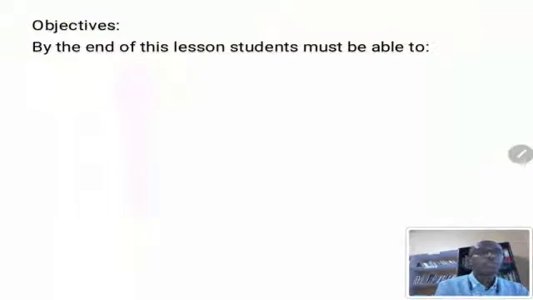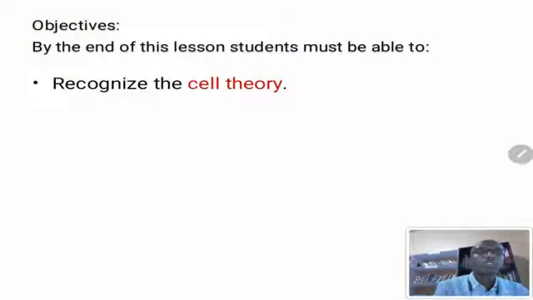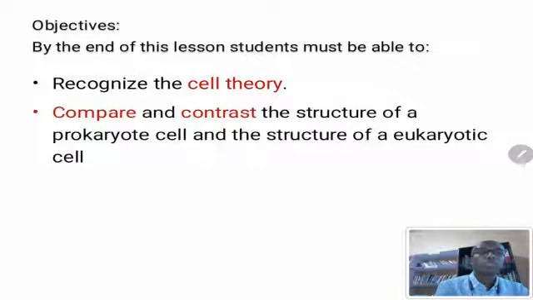By the end of the lesson, students must be able to recognize the cell theory. Number 2, students must be able to compare and contrast the structure of a prokaryotic cell and the structure of a eukaryotic cell. Comparing means telling the similarity between the two cells, and contrasting means telling the differences between the two cells in terms of structure.